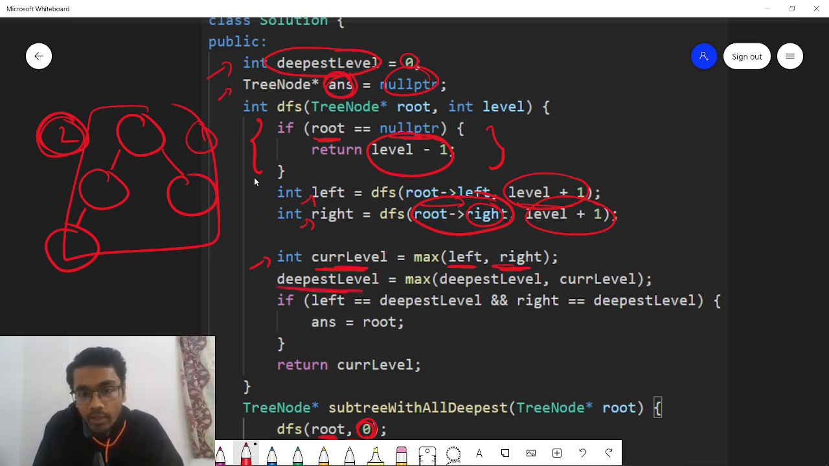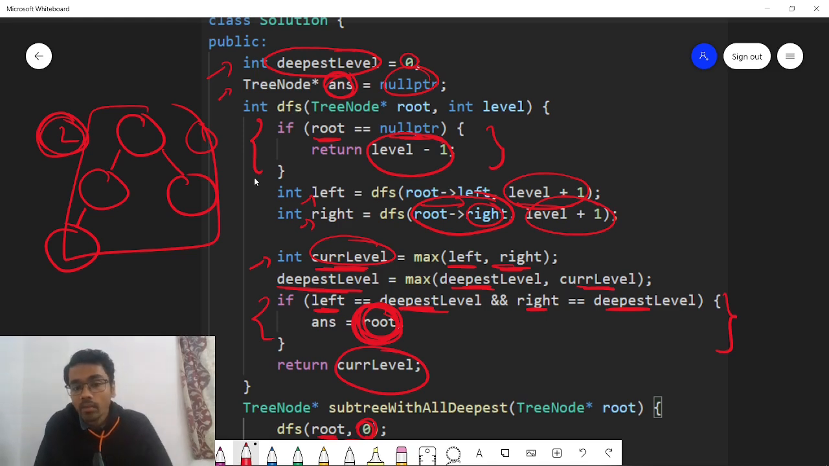So it will be updated by whatever the deepest level that we have so far and the current level that we calculated here. Now the condition where we can say that okay, this is the answer that we have. So if our left part is equal to the deepest level, as well as the right part also contains the deepest level, that means we can say that this root is the answer. So we will store root as our answer for now, and then we will be returning the current level in the end.